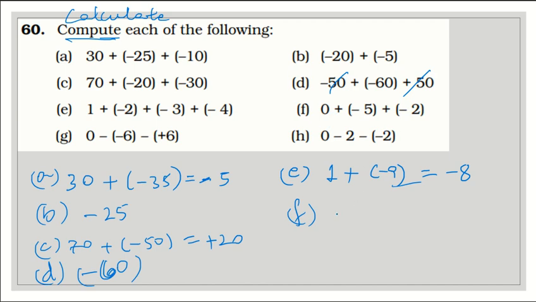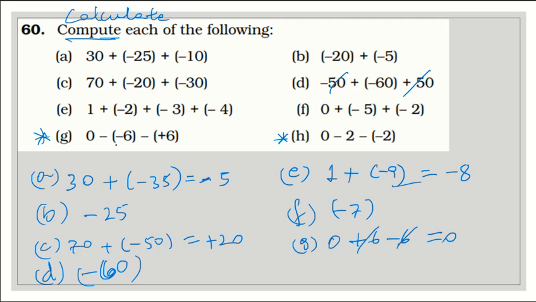The sum of these two negative integers is minus 7. Next, G, here 0 minus of minus 6. This is a very important question. G and H are very important questions. So removing this bracket by the minus sign, 0 minus of minus becomes plus 6, and this minus of plus becomes minus 6. So plus 6 and minus 6 cancel, so 0 it is.